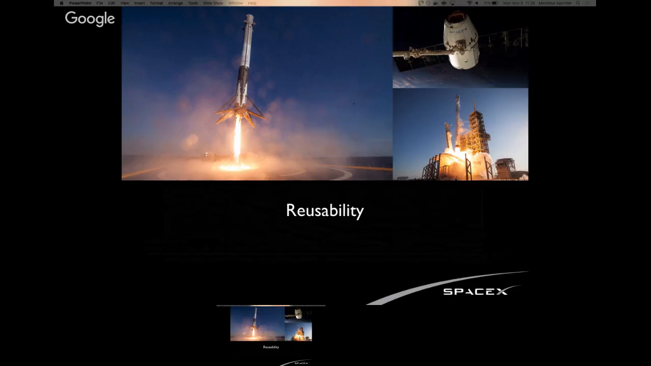Probably the lesser known story about reusability for us is that we've also reflown a Dragon capsule for the first time. That happened earlier this year. One of the founding missions of the company was that if you don't have to build a new rocket every time, space travel would be a whole lot cheaper. And this year has really started to show the reality of that vision.